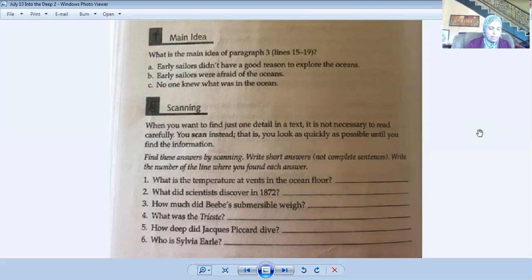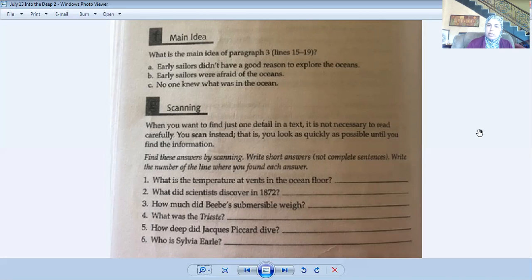What did scientists discover in 1872? When they went on that expedition, they discovered 4,000 species. They also discovered an underwater mountain range. Let me be specific. Question 3: how much did Beebe's submersible weigh? I went back for it because I did not memorize how much it weighed. So it weighed 5,000 pounds.